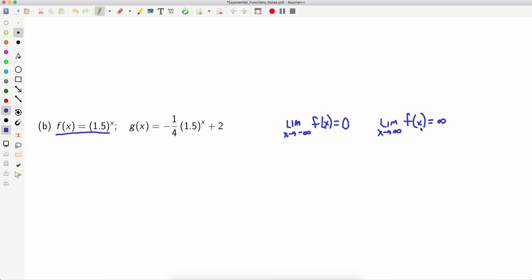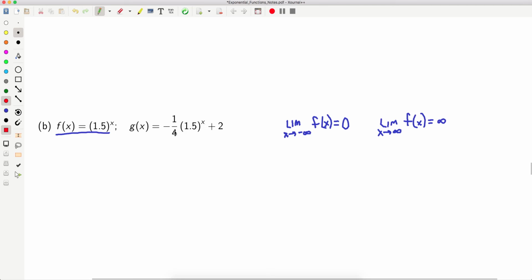Now let's take a look at the transformations that are done for f of x to get g of x. And for that one, we're not replacing x with x plus a number or x minus a number. So there's no horizontal shifts. There's also no horizontal stretches or compressions because we're not multiplying x by anything, nor are we multiplying it by a negative, so it's not even going to reflect it over the y-axis.